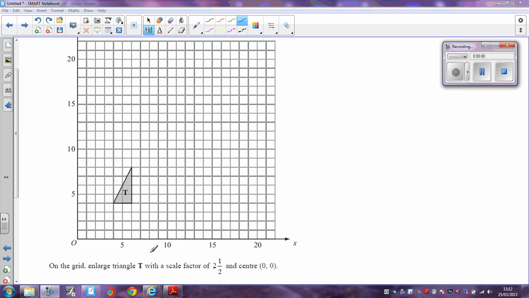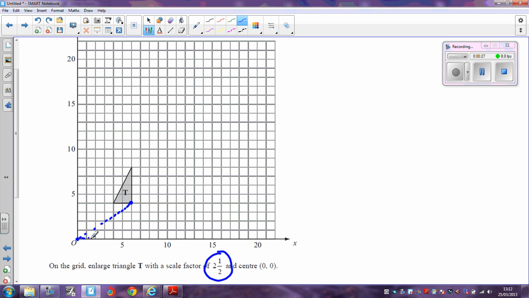Here we're going to enlarge triangle T with a scale factor of 2.5. It's a bit nasty. The center of enlargement is this point here, and usually the easiest way to enlarge a shape is to move one corner. So I'm going to start with this corner here. If I look at how to get to that corner, I could go directly in this direction, and I'm going to be multiplying that distance by 2.5.